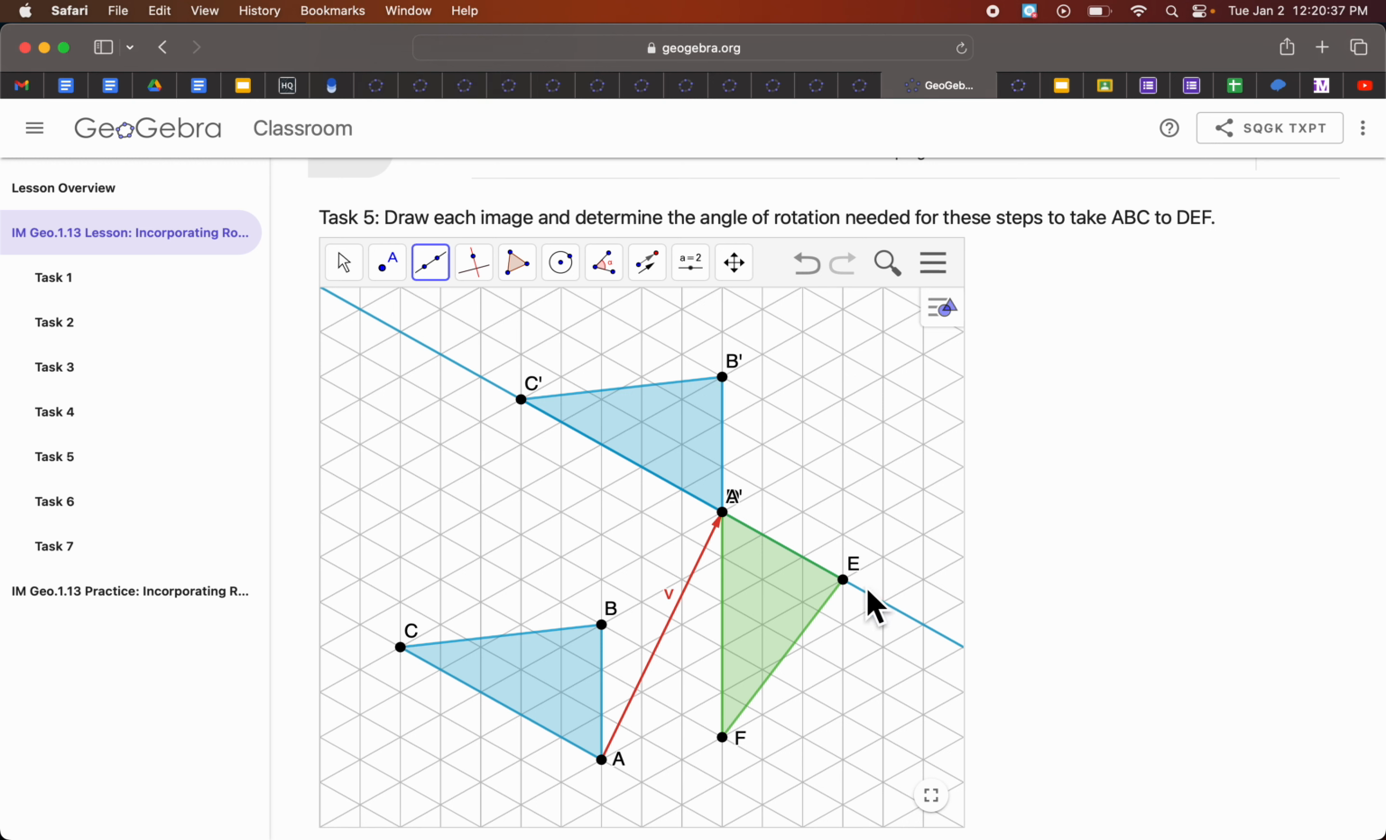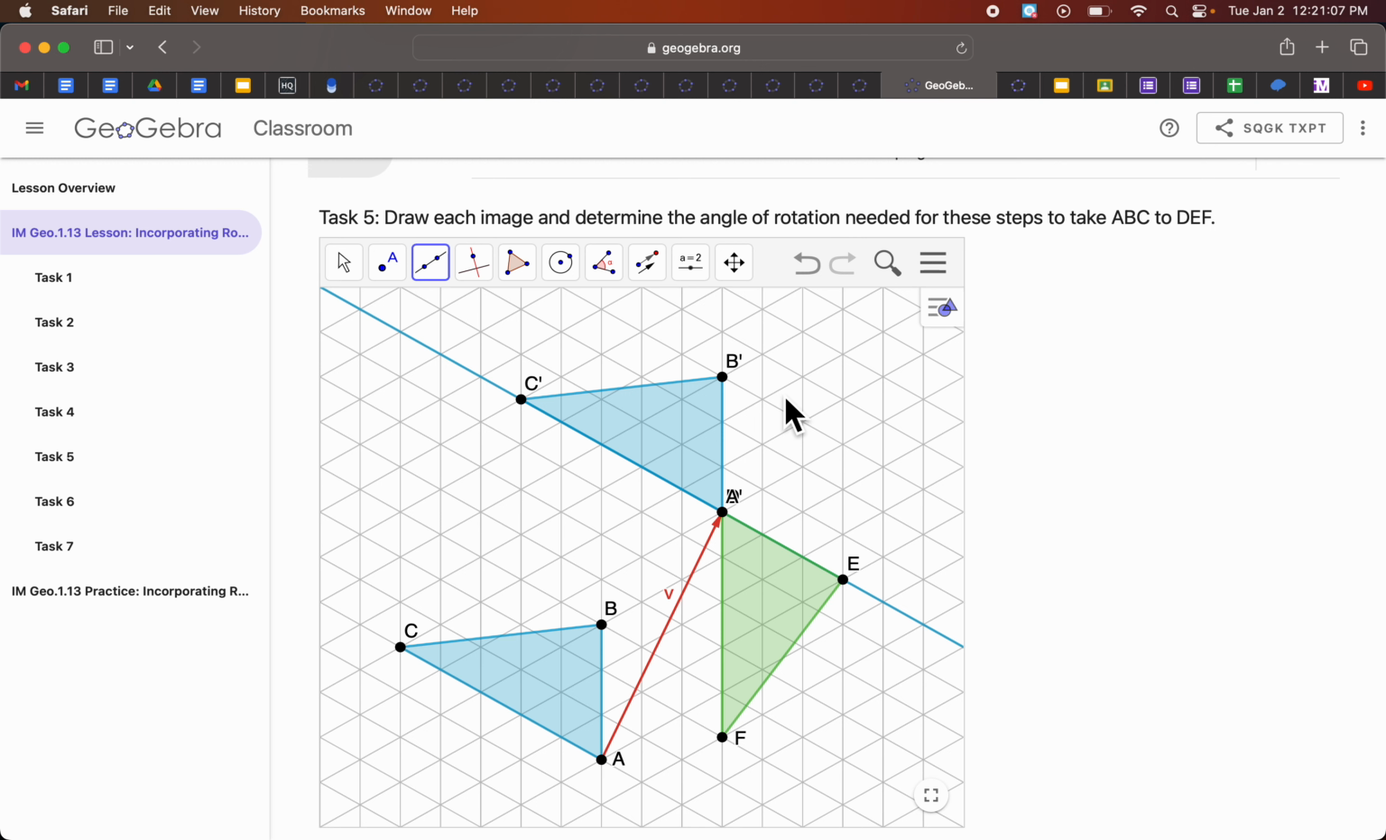Well, point B should end up where E is, right? That's where we want it to end up. So how far would it be to get all the way around here counterclockwise? Well, let's see. How many triangles would that be? There's one triangle, then two triangles, then three triangles, then four triangles. So four triangles, right, to get this around. 1, 2, 3, 4 triangles around in order to get B prime to land on E.